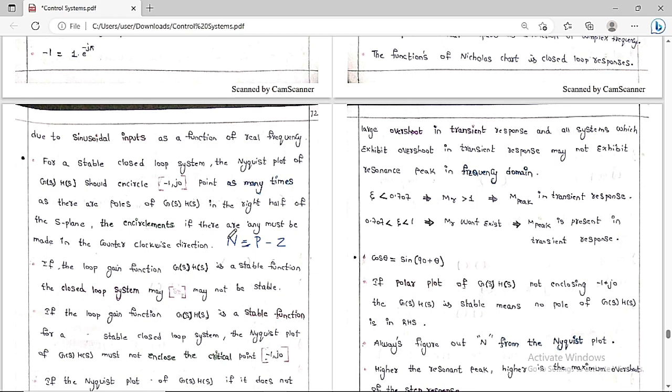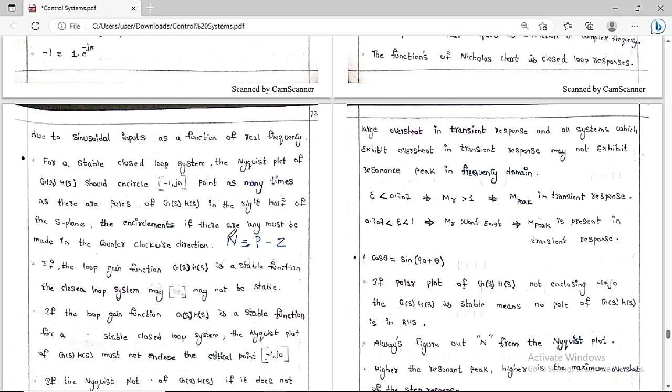So therefore we can say, for a stable closed loop system, the Nyquist plot of G(s)H(s) should encircle the -1, j0 point as many times as there are poles of G(s)H(s) in the right half of the S-plane. And the encirclements, if there are any, must be made in the counterclockwise direction. Counterclockwise means anti-clockwise direction because N is positive. Positive always means anti-clockwise or counterclockwise direction. Negative means clockwise direction. This point I have already told you many times.